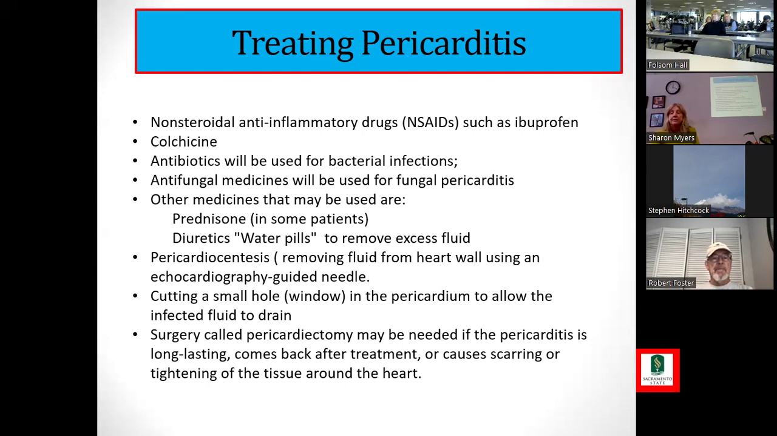I've seen many patients who are resistant to these kinds of things be on really high doses of prednisone for a period of time. And then they may have to go in and use a needle and remove some of the fluid that is in the sac around the heart. Sometimes they actually cut a little hole if you have an infection there so that the infected fluid can drain out and you do not continue to get reinfected. And sometimes they have to actually remove part of the sac that goes around the heart, called a pericardectomy.